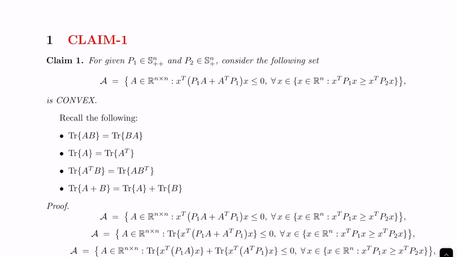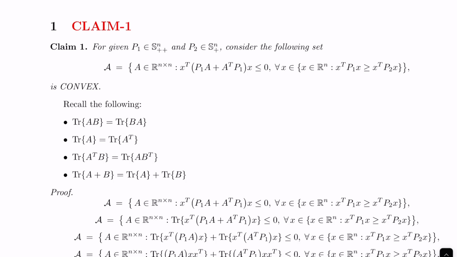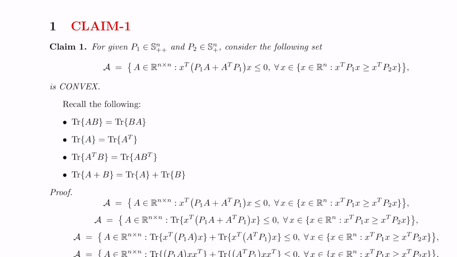So first of all, you may be thinking, how did we even arrive at this set definition? But if you remember, that will make sense in a minute. So claim number 1, we are looking at this, and P1 is strictly positive definite, P2 is positive semi-definite, and given these two matrices, we are considering the following set, where this is the set definition, a huge definition if you notice. So we have a set of matrices, and one by one, let's analyze what that term represents.